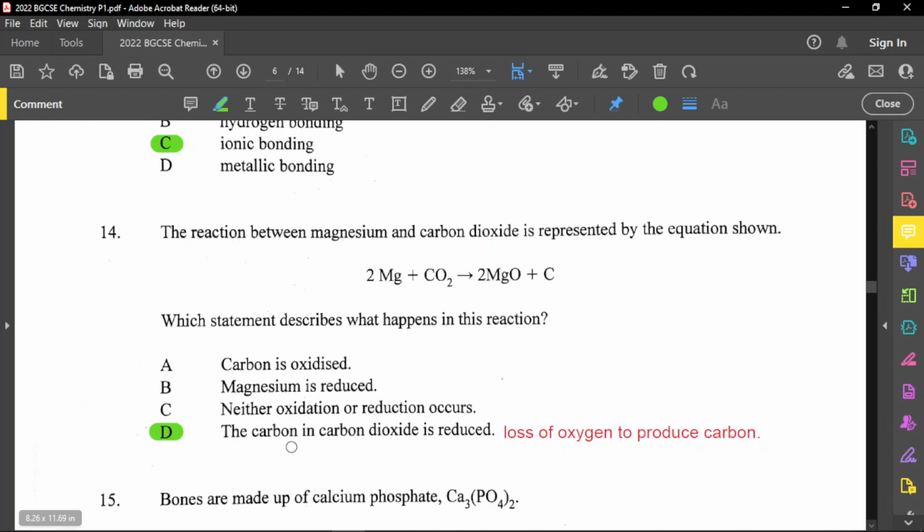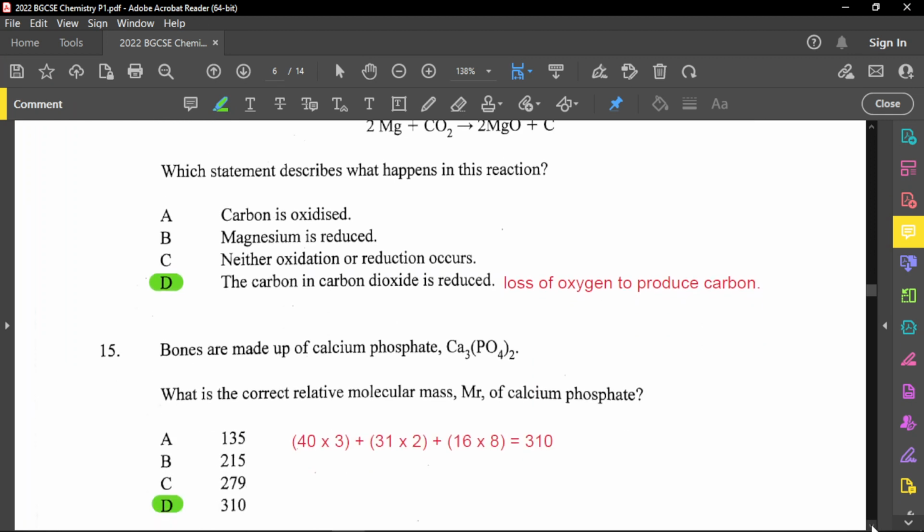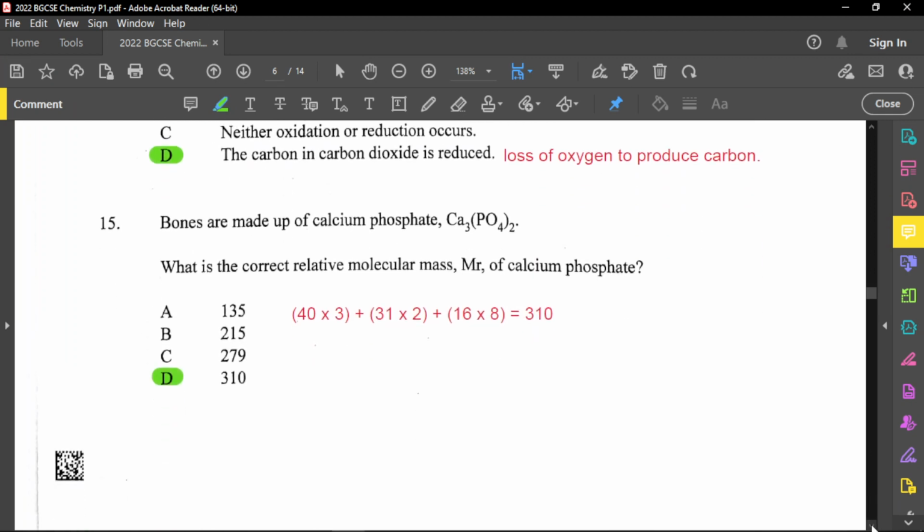So the correct version here says the carbon in carbon dioxide is reduced. Why? Because the carbon lost oxygen. That's why you have carbon by itself, and the oxygen goes to the magnesium. So the magnesium is oxidized, carbon is reduced. And so definitely also we have loss of oxygen to produce carbon. That's just a notation that is guiding this question. All right, so question number 15. The bones are made up of calcium phosphate.